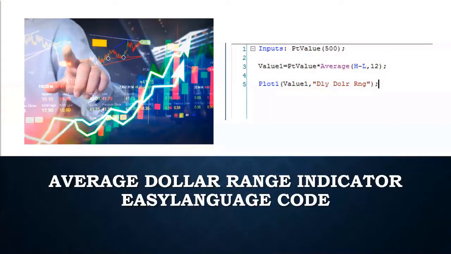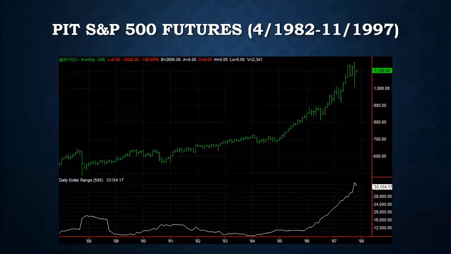Here is the indicator we're going to use. It's the average daily dollar range indicator, EasyLanguage code. It's 3 lines of code. We're basically multiplying a point value, and we're going to start with 500 because that was the old point value, times the average of the high minus the low of the last 12. And so we're going to be looking at monthly charts to give us a broader picture of this monthly dollar range in the S&P futures. So that is the EasyLanguage code. Very, very simple. You can insert that strategy, and what happens is you get a chart that looks like this.